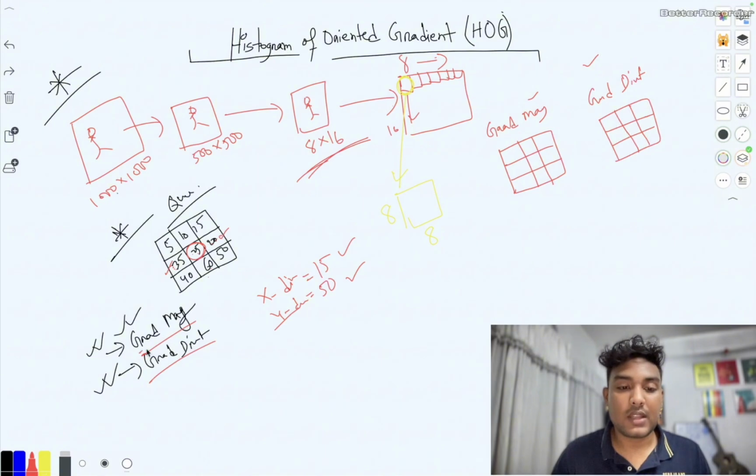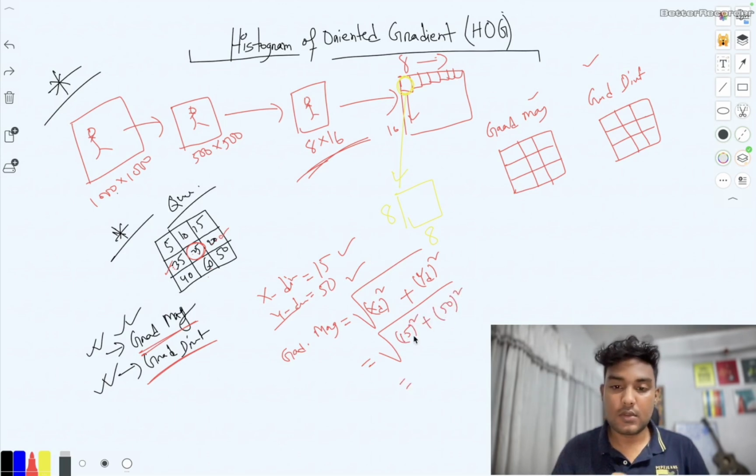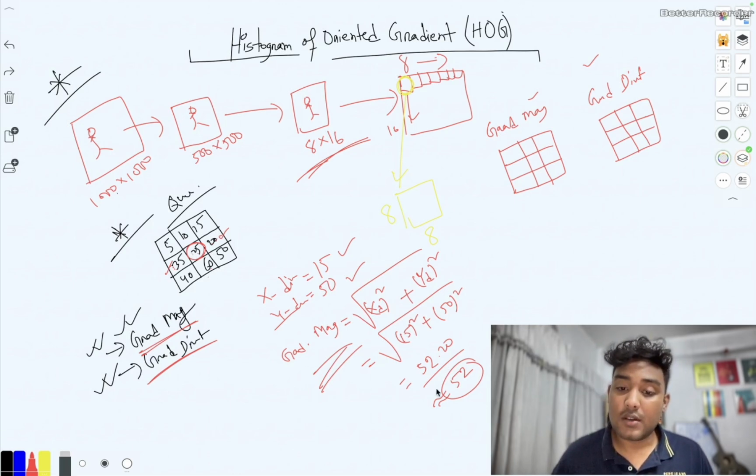After this we need to calculate the gradient magnitude and gradient direction. For gradient magnitude, we calculate the square root of xd square plus yd square. We have the values for xd and yd, so 15 square plus 50 square gives 52.20. We will consider it 52. We cannot really take the decimal values, so we just generalize it to 52. So for 25 we got 52 as gradient magnitude, and in the same pixel of the gradient magnitude matrix we write 52 here.